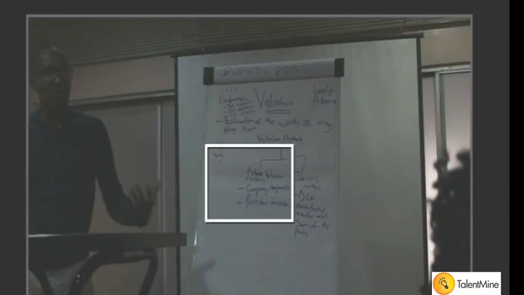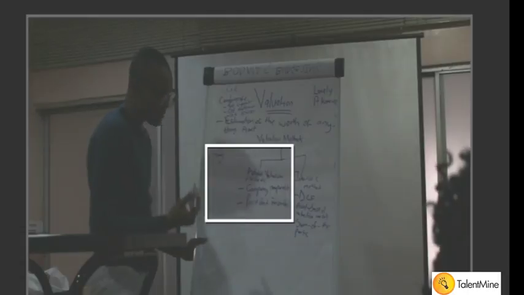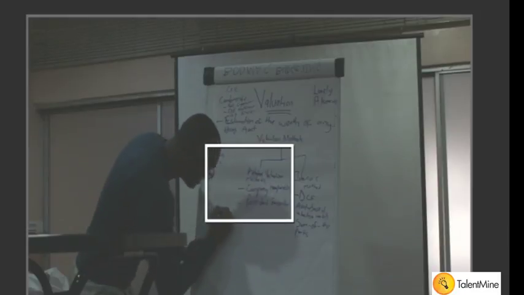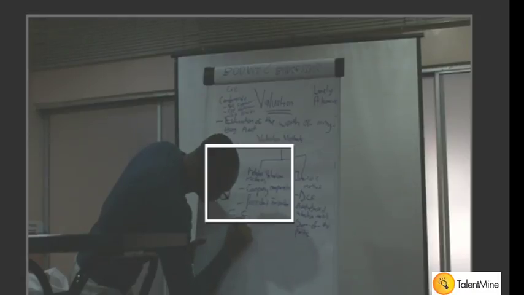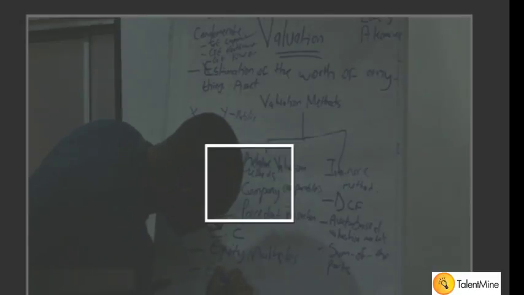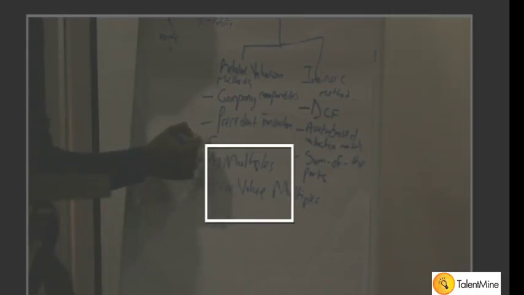How would you compare them? So under company comparables, I think there's what they use. There's this method they call multiples. So under company comparables, you have equity multiples, and you have what? Enterprise value multiples. Have any of you guys heard of this before? Equity multiples, enterprise value multiples.